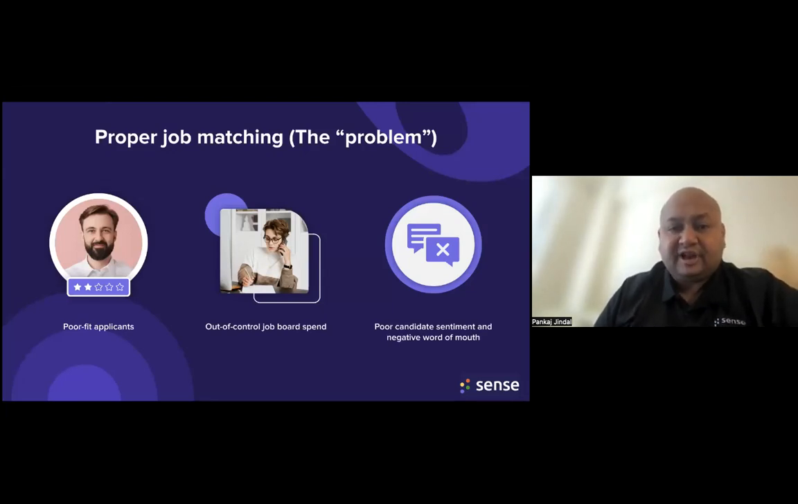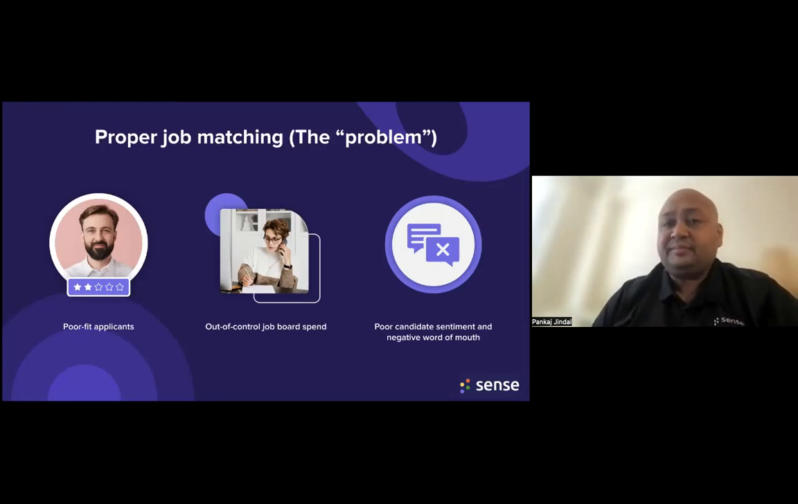All right. I want to move on to the second inefficiency, which is proper job matching. This is absolutely a problem. Today we have a ton of poor fit applicants. They're not the best fit for your job. Poor job matching today means that you're going to have applicants that don't exactly fit your job. You're going to be reviewing their resumes, pre-screening, interviewing, only to find out they weren't the best fit to begin with. It's also especially frustrating if these are good candidates, but they just happen to apply to the wrong role.